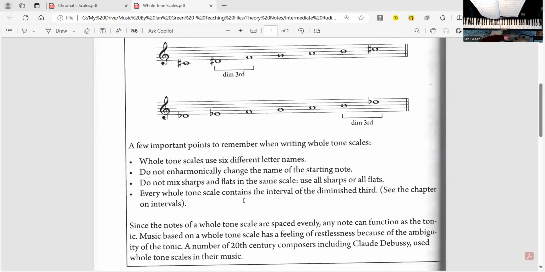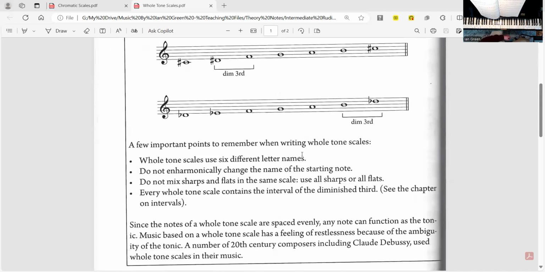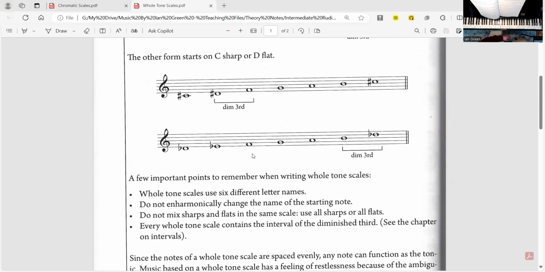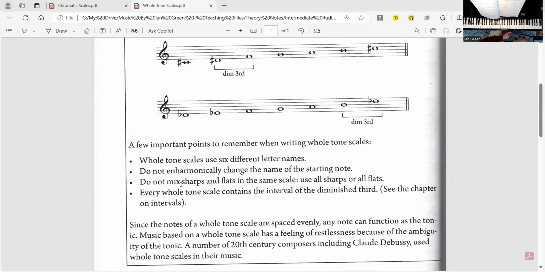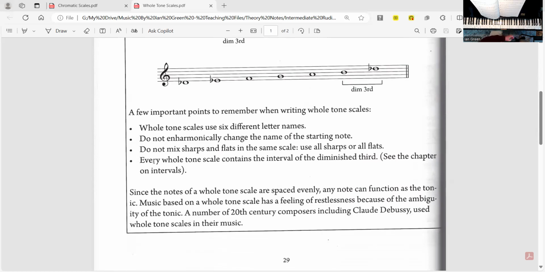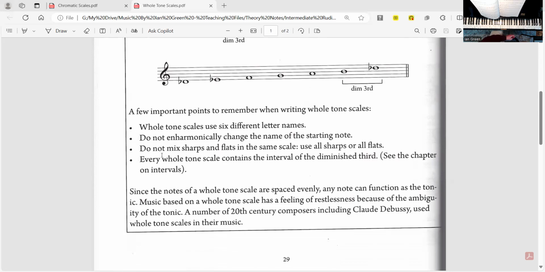So something that's important to see is that a whole tone scale always uses 6 different letter names. It's important not to enharmonically change the starting note. So if you start on D flat, you have to end on D flat, or any subsequent note in the scale, as an example. It's also important to not mix sharps or flats together.